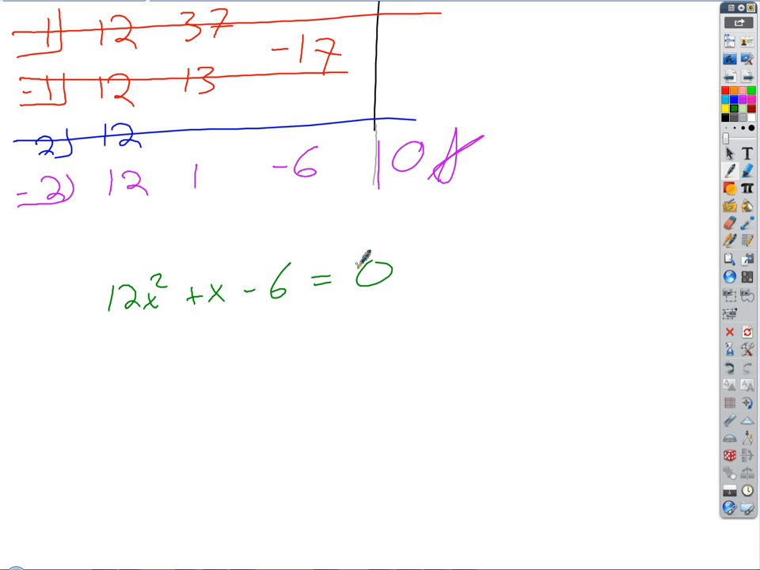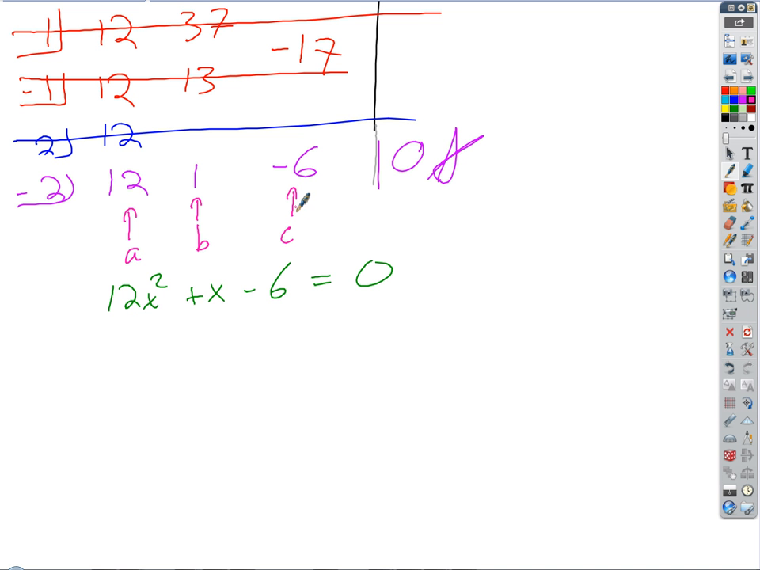But we could also, and here's what I want you to see, we could also just plug stuff into the quadratic formula because this is a quadratic equation in standard form, right? It's in the form ax squared plus bx plus c equals 0. Now I want you to see something here though. What's the value of a? 12. What's the value of b? 1. What's the value of c? 6.